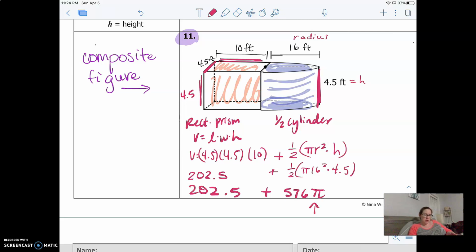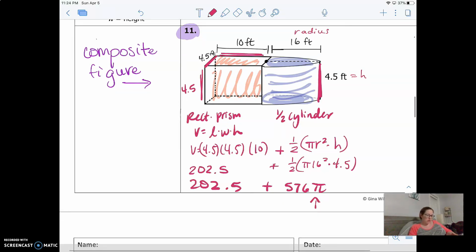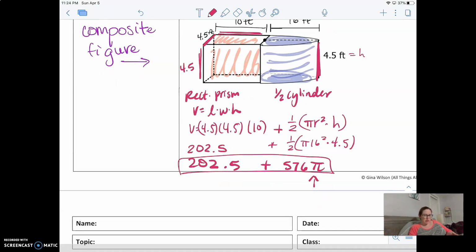But see how this one has a pi and the other one doesn't. So you either have to leave it like that, but I'm going to tell you right now, Pearson's probably going to want a rounded decimal. So round to the nearest whole number or tenth. So you're basically typing this entire thing into your calculator, and you can type it exactly like that.